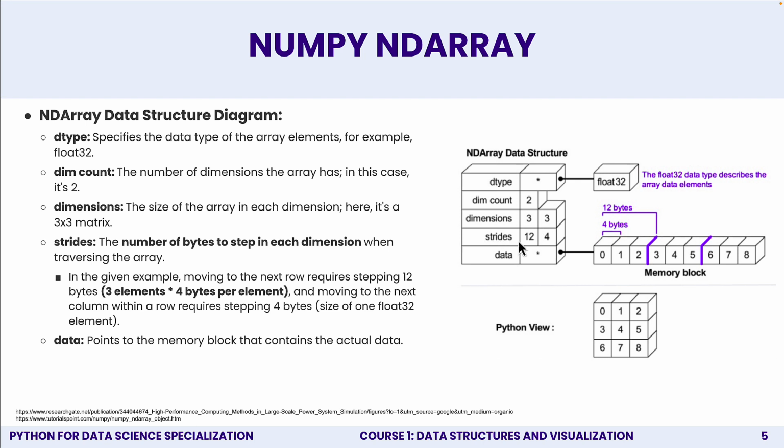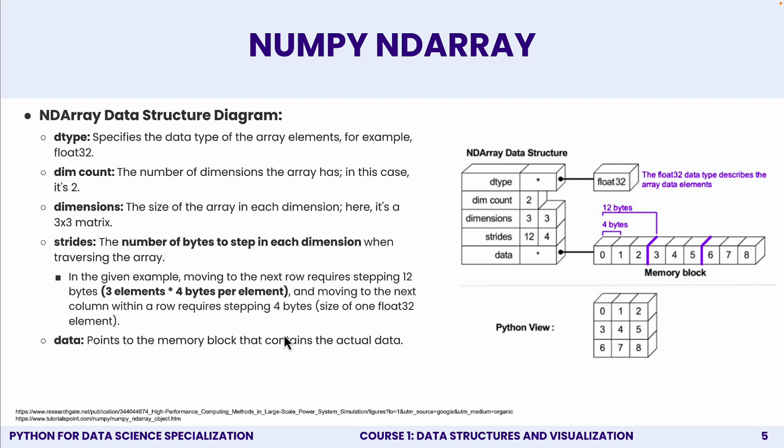And we have strides. Strides represent the number of bytes to step in each dimension. We have a dimension with respect to the rows and another with respect to the columns. Each row has how many elements? 3 elements: 1, 2, and 3. Each element is encoded into 4 bytes because we have float32. So in order to go through a whole row, you need 12 bytes. And to go to the next column, you need only 4 bytes, not 12.